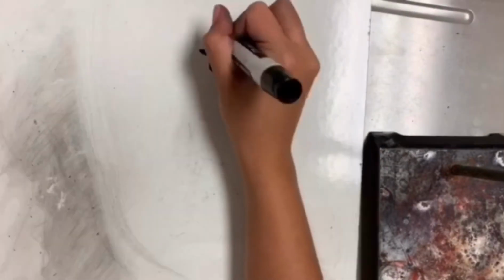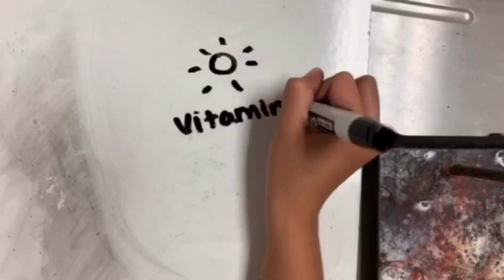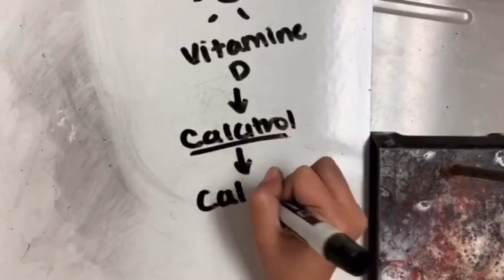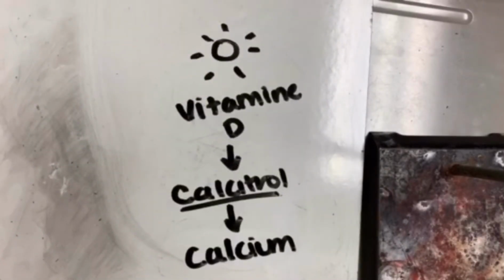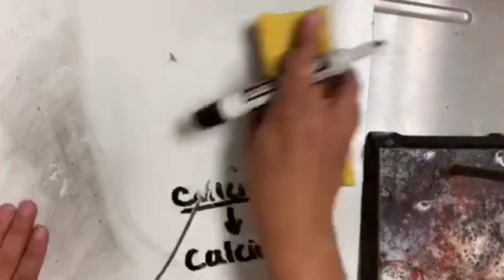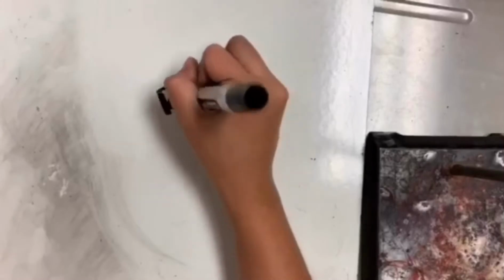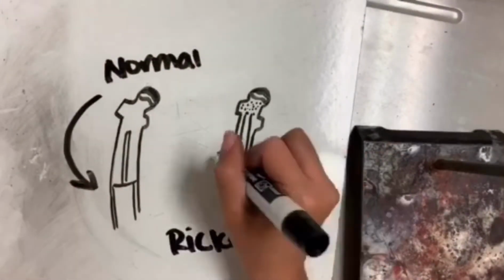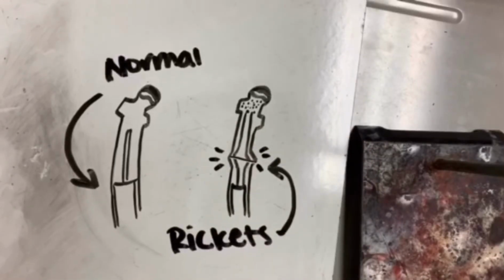Believe it or not, we need UV radiation to survive. The sun creates vitamin D, which turns into calcitriol, which makes calcium for our bodies. If you don't get enough sunlight, this can cause rickets. Rickets is when the calcium in your body softens due to the fact you don't have enough vitamin D. This typically causes your bones to go bow-legged.